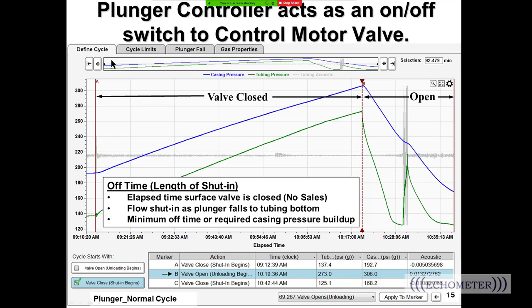This is the analysis tab inside the TAM software to define a cycle. Here we have A, which is where the valve closes and shut-in begins. Point B, this dashed line right here, is when the valve opens and unloading begins. And this is where the valve closes and the next cycle begins. These are the actual clock times of those events, and we can click on this word clock and change that to minutes, seconds, hours, or clock time. There are different ways to show this data, and you choose which way you want to show it and make your reports.